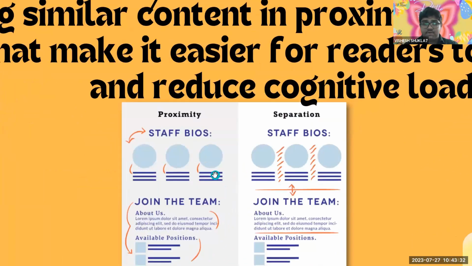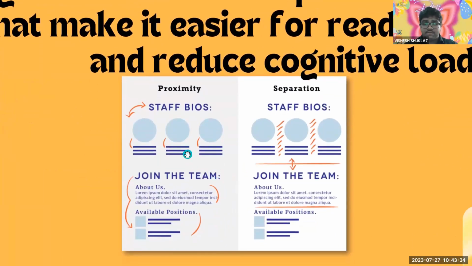Now, how is separation important here? Of course, if you're trying to group different elements together, you need to separate them. So separation is really important when considering proximity as well.